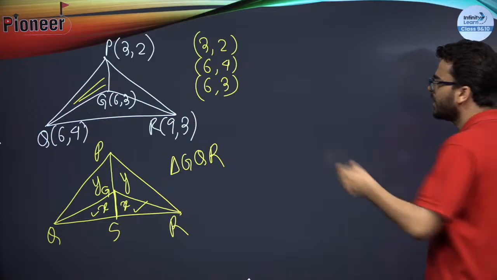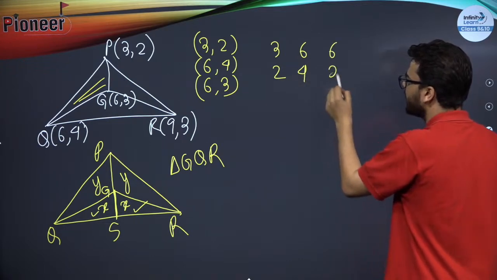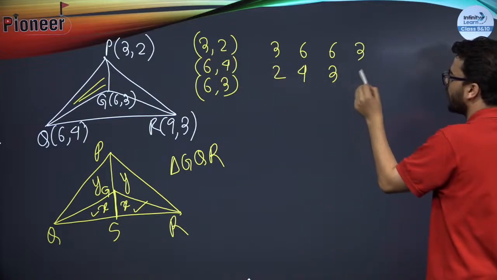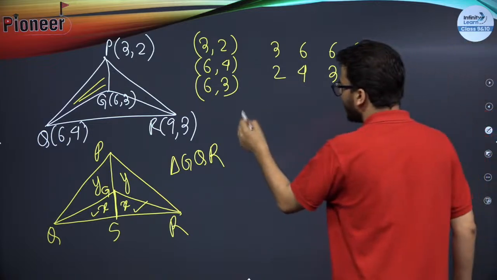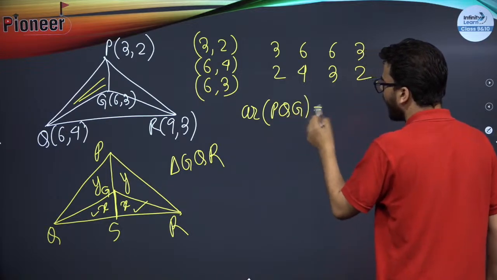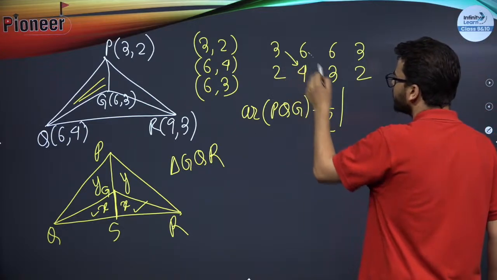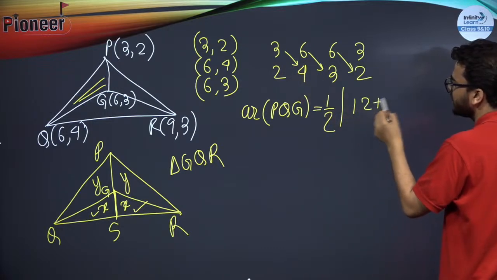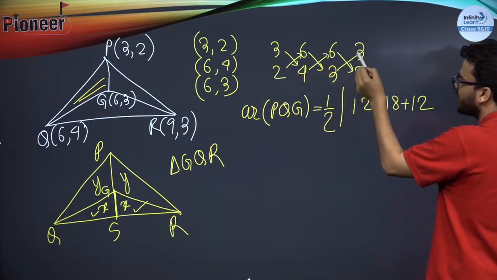Okay, Aryan, so let's do that. Let's write the values: 3, 2, 6, 4, 6, 3, and then once again you will write 3, 2 over here, correct? Now what you will do? The area of PQG will be half into the modulus of, you will multiply the downward arrows: 4 3s are 12, 6 3s are 18, 6 2s are 12. Now you will subtract the upward arrows.